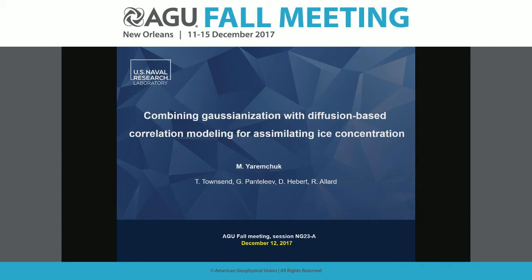So our next speaker is Max, and he'll be talking about combining Gaussianization with diffusion-based correlation models for simulating sea ice.